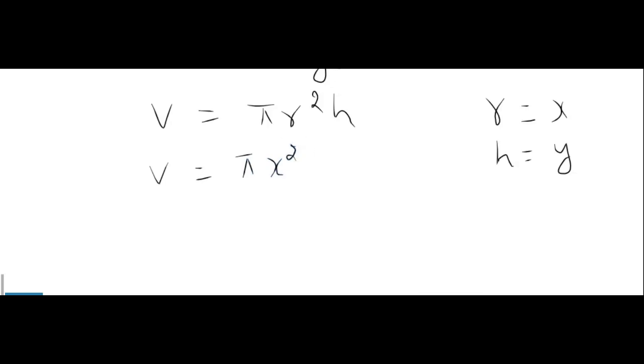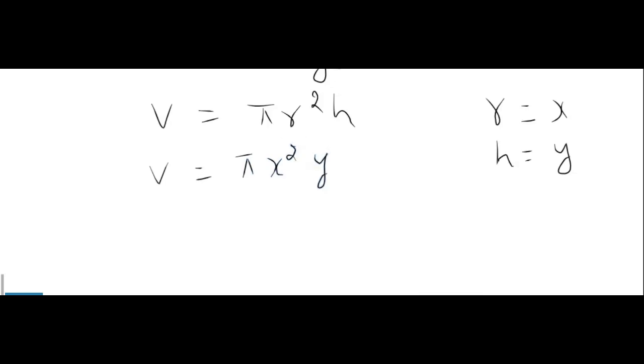When the rectangle is rotated about its breadth, the breadth becomes the height and the length x becomes the radius. The resulting figure will be a cylinder, and the volume of the cylinder is pi r squared h. Now r is equal to x, and y will become the h. So v is equal to pi into x squared into y.